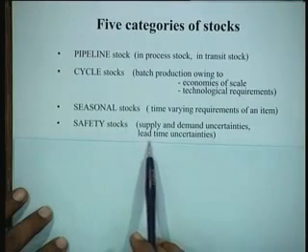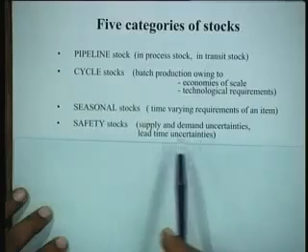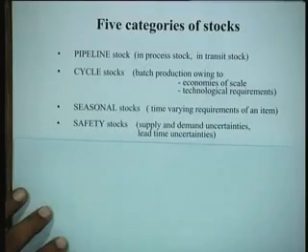And similarly, if there are uncertainties in the lead time, that means if it takes time for the vendor to supply your requirements and this time is variable, if it were fixed, there would be no problem. You can order at a certain time and get the supplies. But when the lead times are uncertain, then the time at which you place the order will also be uncertain. So you have to maintain safety stocks to deal with such uncertainties.